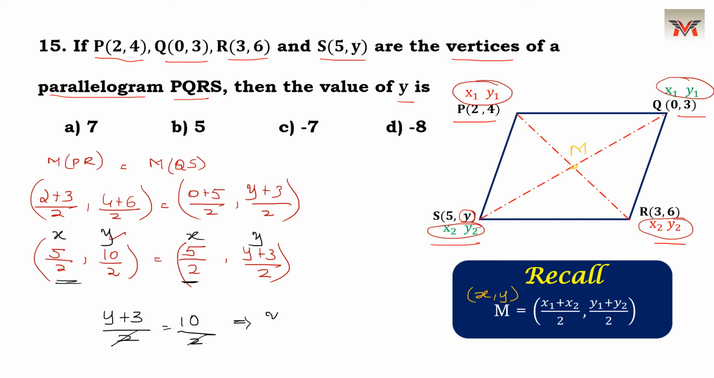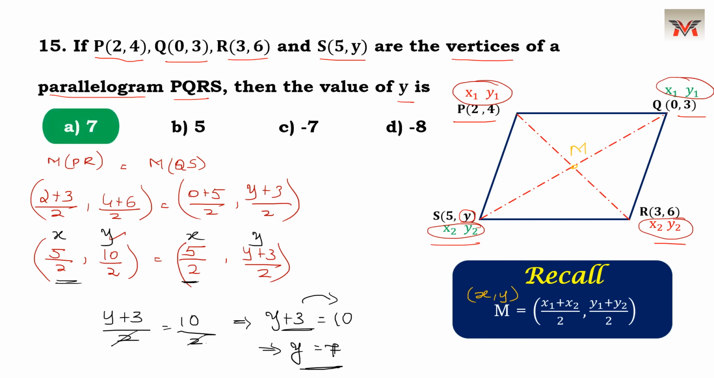This implies y + 3 is equal to 10, and we'll get y value as 7, because when we take plus 3 to the other side, it becomes minus 3. So the y value is 7. Therefore, the value of y is 7. That is option A. Okay.